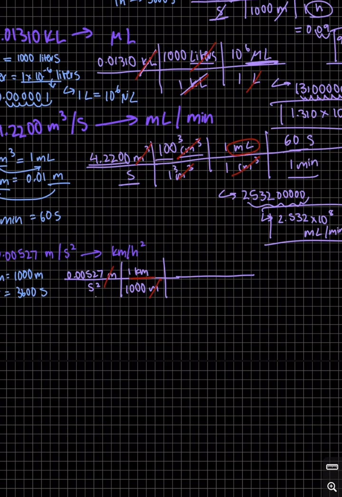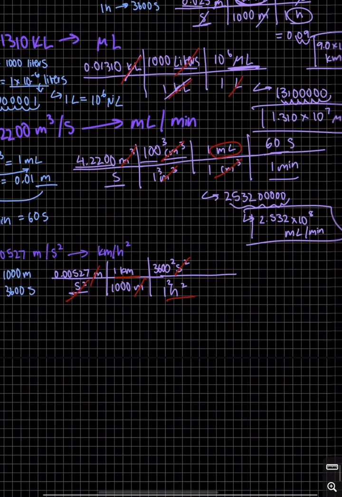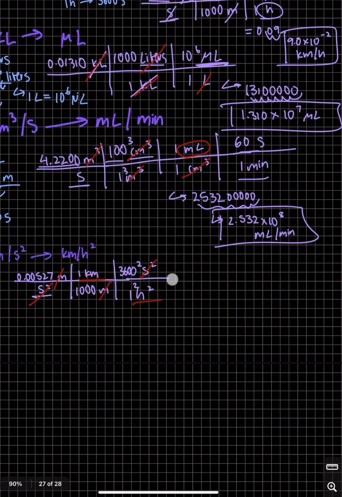Now, I need to convert this second squared into hour squared. So because the second squared is at the bottom, I'm going to do second squared at the top, right? In 1 hour squared, there's how many seconds squared? It's 3,600 squared. Because I have to square the number as well. Now, this second squared and this second squared have canceled out, meaning that I'm just left with my 2 units perfectly there. And now I'm just going to do my calculations on my calculator.